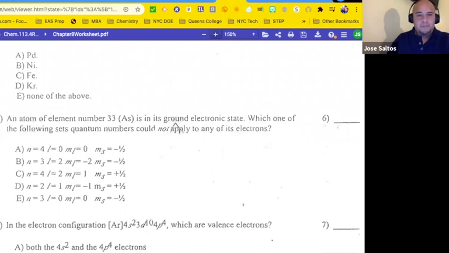Okay, so I have a new request for the week. We're going to be looking at a little bit of an advanced problem on quantum numbers. I'm going to be sharing this document with you so that you can see our question. So we have this question, number 6. It says an atom of an element number 33, arsenic, is in its ground electronic state. Which one of the following sets of quantum numbers could not apply to any of its electrons?